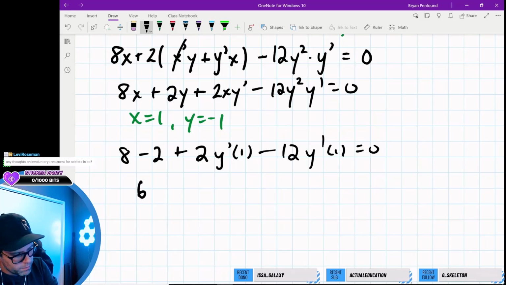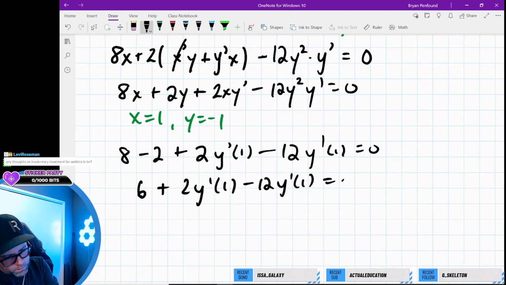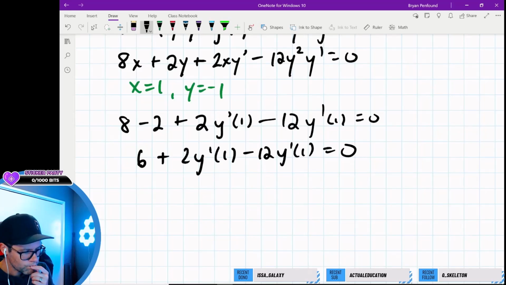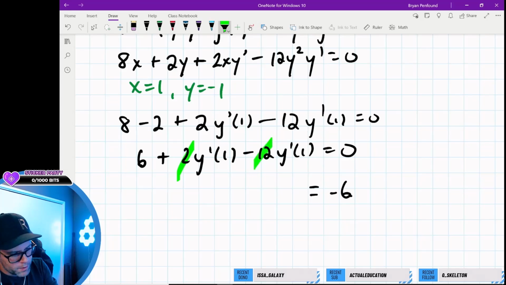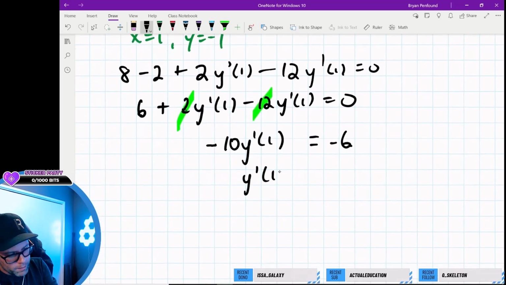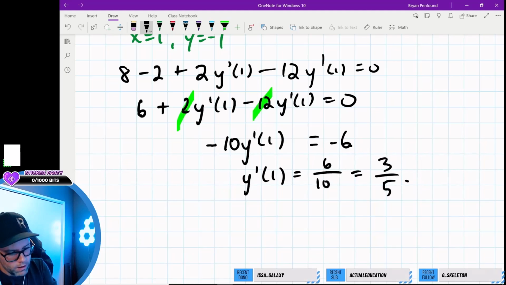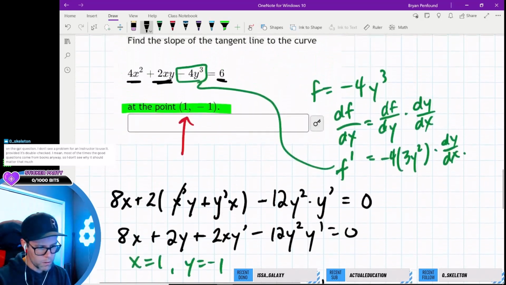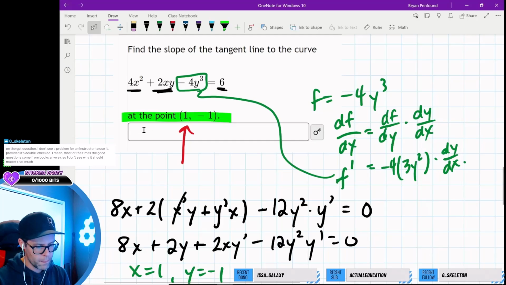And then we can go ahead and start simplifying some stuff. So we get something that looks like this. Let's move the 6 over to the other side to get a minus 6. And then I have 2 y primes minus 12 y primes. That should be negative 2 take away 12 is negative 10. So I have negative 10 of those things. So that y prime evaluated at 1 should be 6 on 10, which if we divide by 2 should be 3 on 5. So that should be the slope that we're looking for at this particular point, 1, negative 1.